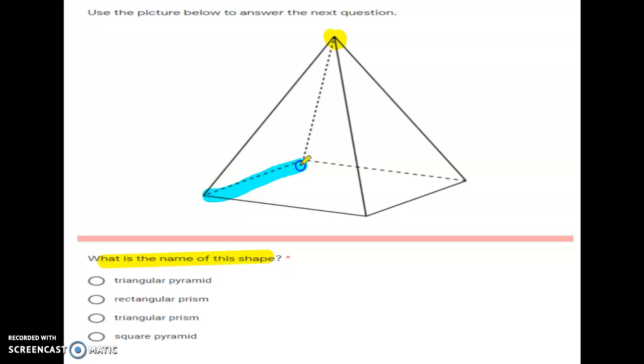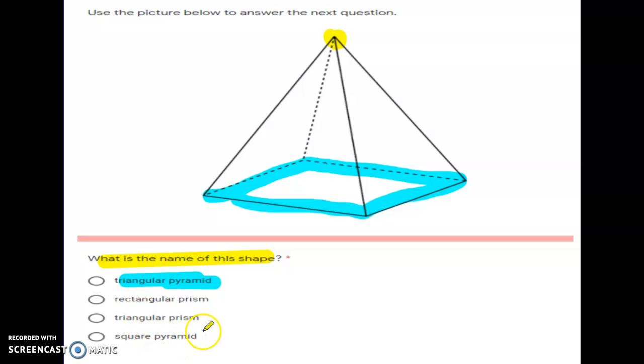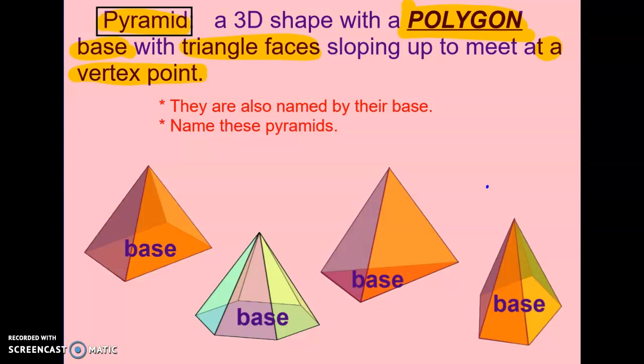the base. And if we notice right here, the base right here has four sides. So we know it's a pyramid. We know it's either this one right here or it's going to be a square pyramid right here. Square pyramid was the correct answer because the bottom is a square. So once again, make sure whenever you're naming pyramids or prisms, you name it by the shape of the base.